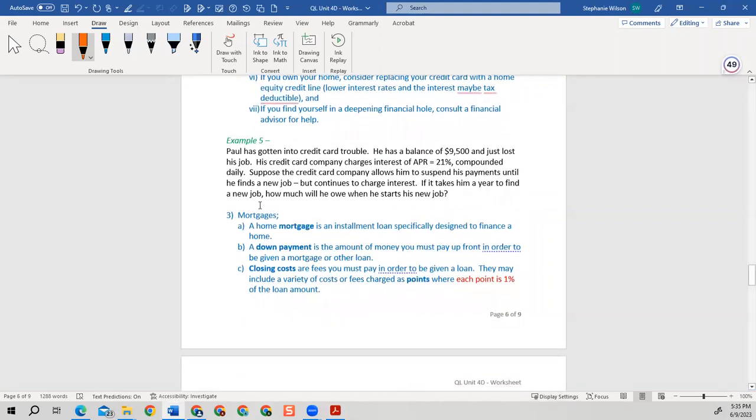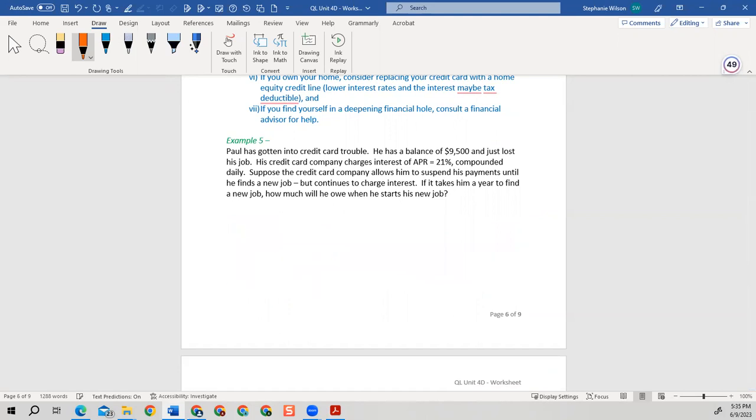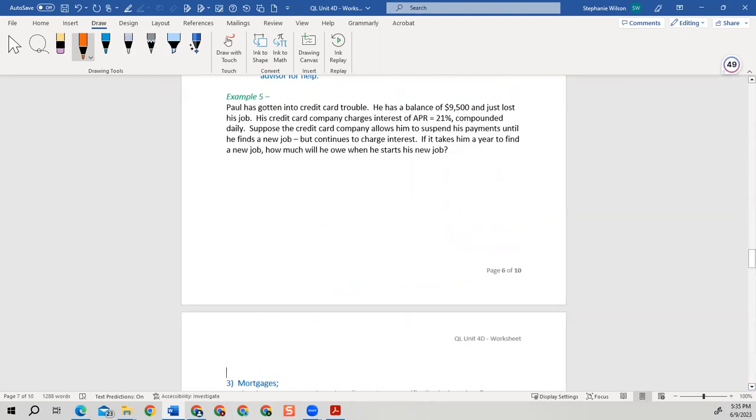So this next one says that Paul has gotten into credit card trouble. He has a balance of $9,500 and just lost his job. His credit card company charges interest of APR of 21% compounded daily. Suppose the credit card company allows him to suspend his payments until he finds a new job, but continues to charge interest. If it takes him a year to find a new job, how much will he owe when he starts his new job? So that money's continually growing with nothing deducting from it.